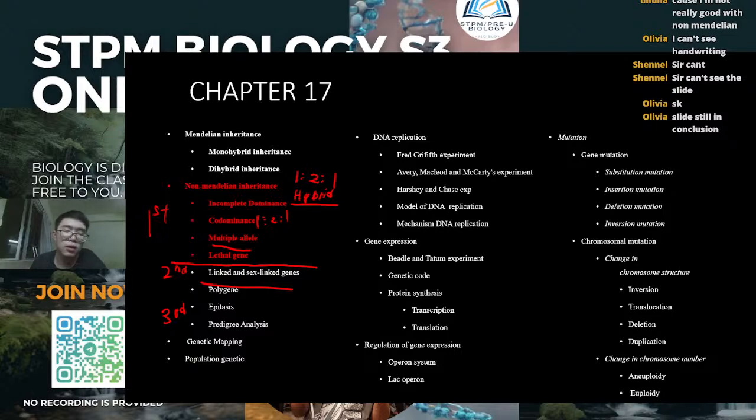So one of the examples is the ABO blood group. It contains 3 alleles, right? IA, IB, and IO. Why is it also called codominant? Because A and B are equally dominant. So that is why we have the AB blood group. And then another one is lethal gene.